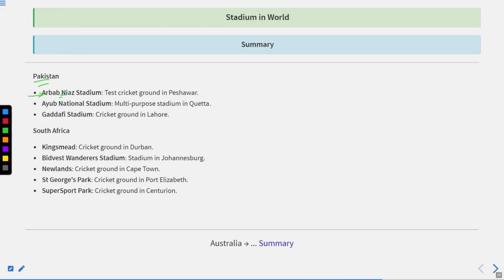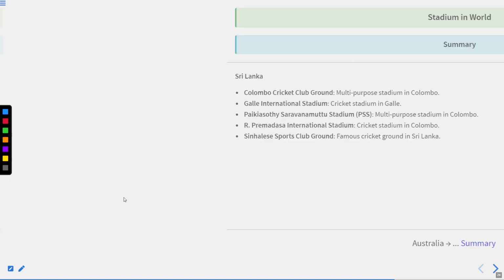Pakistan, we have seen Arbab Niaz Stadium in Peshawar. Ayub National Stadium in Quetta. Gaddafi Stadium in Lahore. South Africa, we have seen Kingsmead cricket ground in Durban. Wanderers Stadium in Johannesburg. Newlands, cricket ground in Cape Town. St. George's Park, cricket ground in Port Elizabeth. SuperSport Park, cricket ground in Centurion.